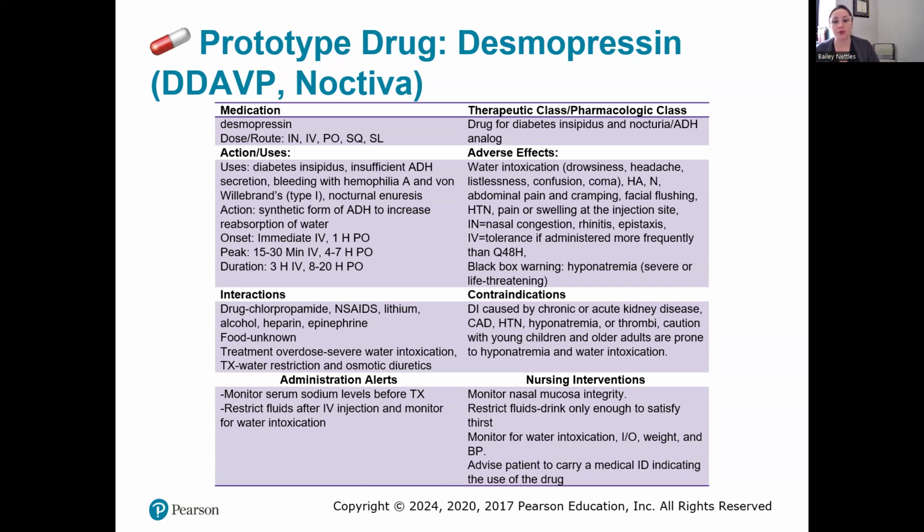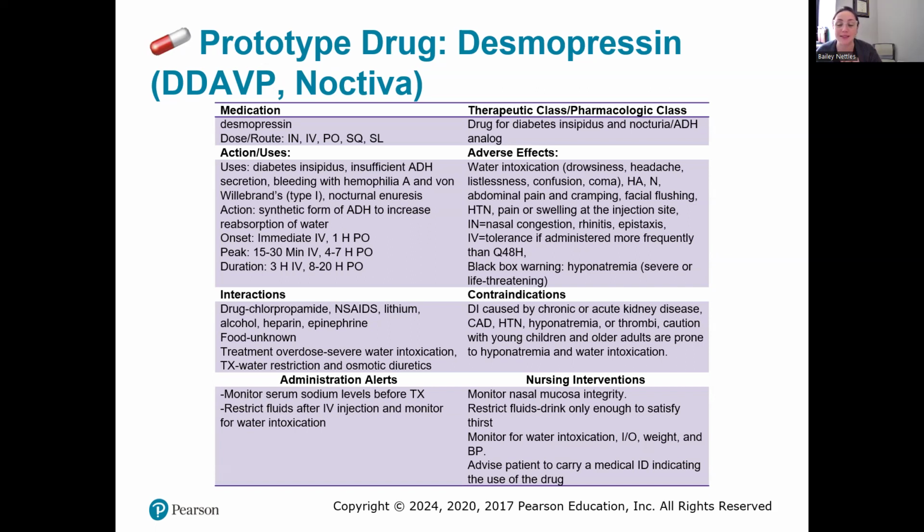All right. So drugs we want to avoid: chlorpropamide, NSAIDs, lithium, alcohol, heparin, epinephrine. As we know, lithium and alcohol can affect water intoxication and sodium. For overdose, the symptoms are severe water intoxication. The treatment is water restriction and osmotic diuretics. Okay. So diabetes insipidus caused by chronic or acute kidney disease is a contraindication.